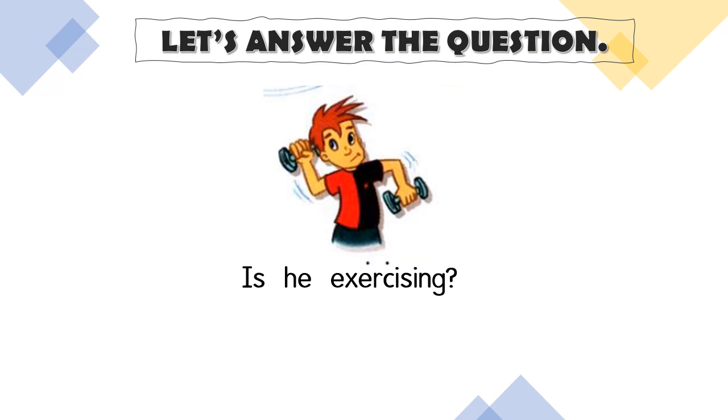Yes, we can ask, is he exercising? Is he exercising? Okay, look here. We use is because he is singular. The subject is singular, so we use is. And your verb should be added ing to show that the activity is happening now. Okay, so how do you answer the question? Yes, he is. Okay, yes, he is. It's done. Okay, can you practice this with your partner now?